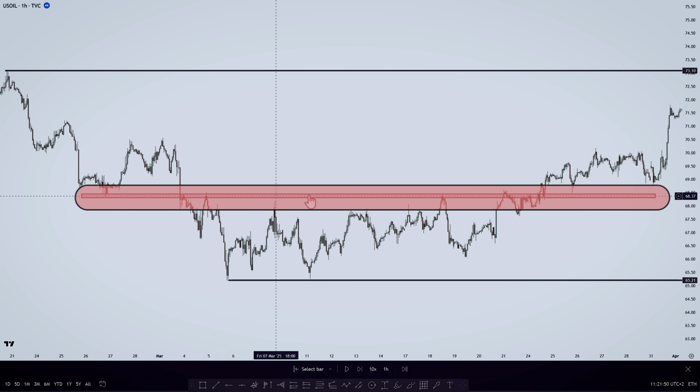Everyone remembers that. The sellers who sold there made money. The buyers who bought there lost money. When price comes back to that level, the memory triggers action. Sellers want to defend their win. Losers want to escape at break-even. That collective psychology creates the wall.